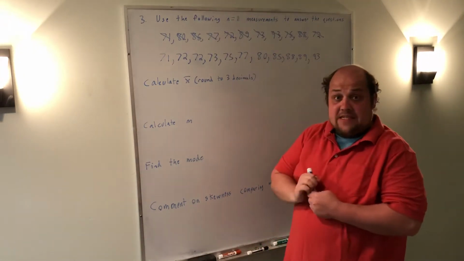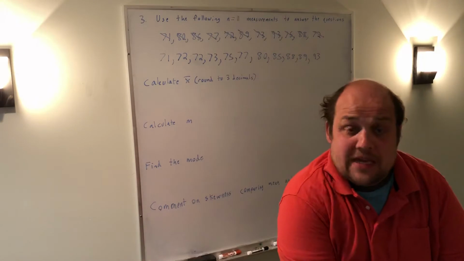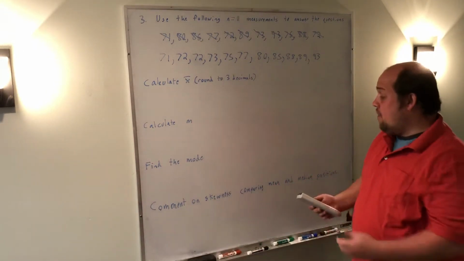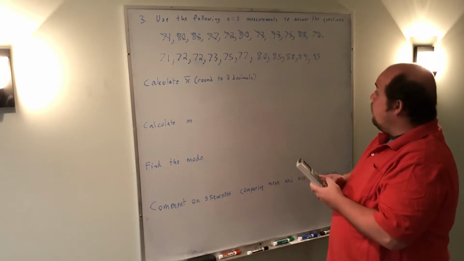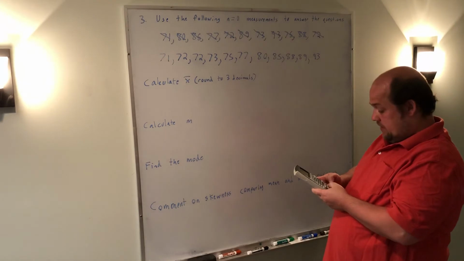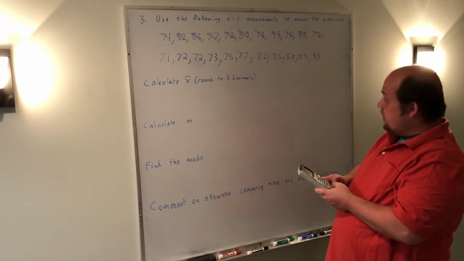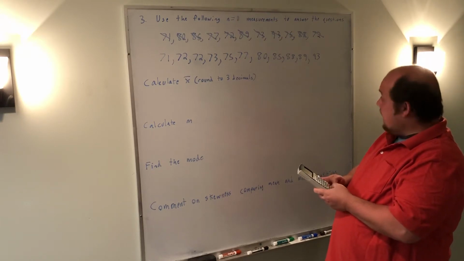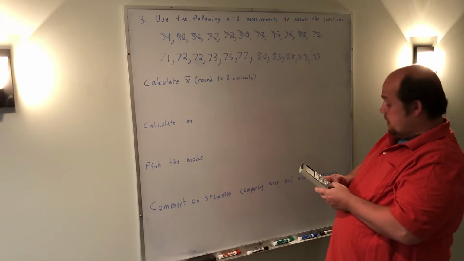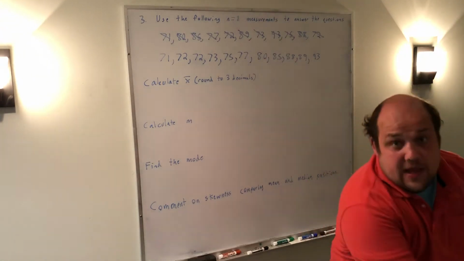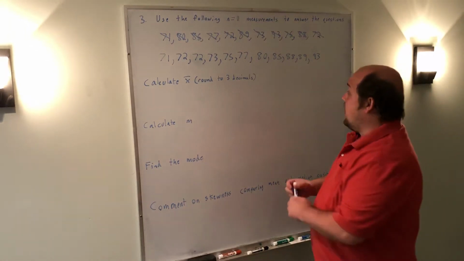Again, getting them in ascending order doesn't really matter for finding the mean. It's just what I like to do first because I know it's going to be necessary for the median and helpful for the mode. So what I'm going to do now is add everything together. 71 plus 72 plus 72 plus 73 plus 75 plus 77 plus 80 plus 85 plus 88 plus 89 plus 93. When I add everything together, I get a total of 875.